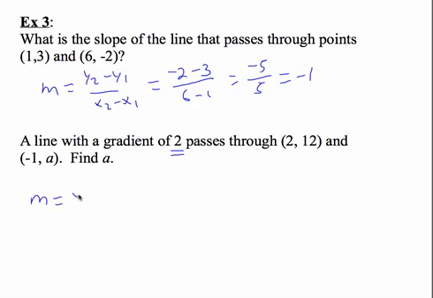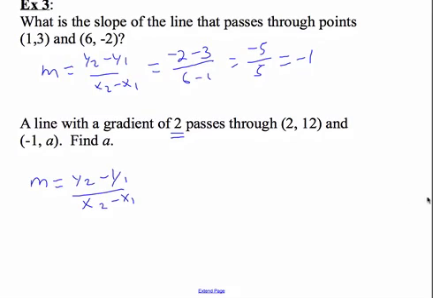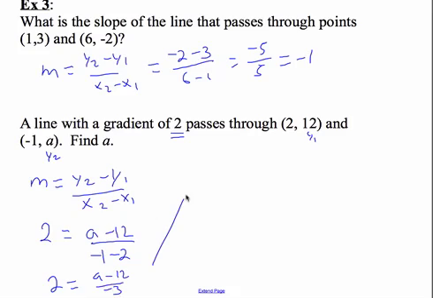So again, m equals y2 minus y1 out of x2 minus x1. And we're going to substitute in m is 2. We don't know y2, so that's going to be our variable. We'll call that A, as it's called right there. So A minus 12 out of -1 minus 2. Then we can simplify a little bit. We'll have A minus 12 out of -3.